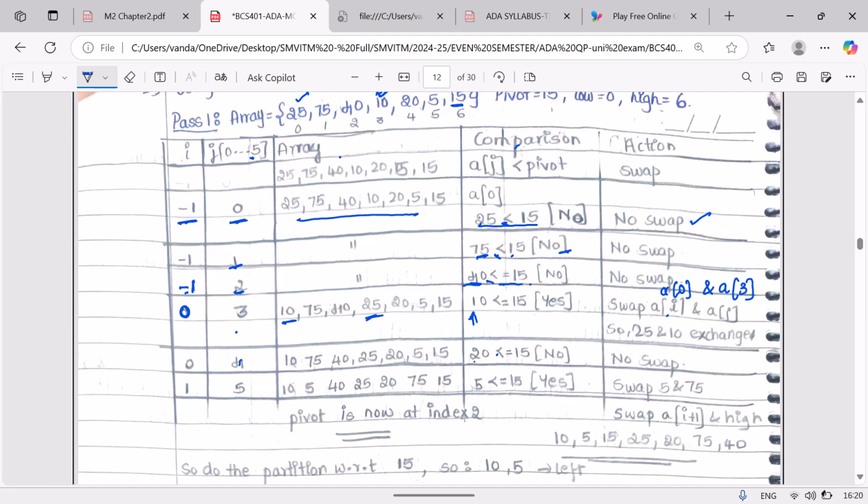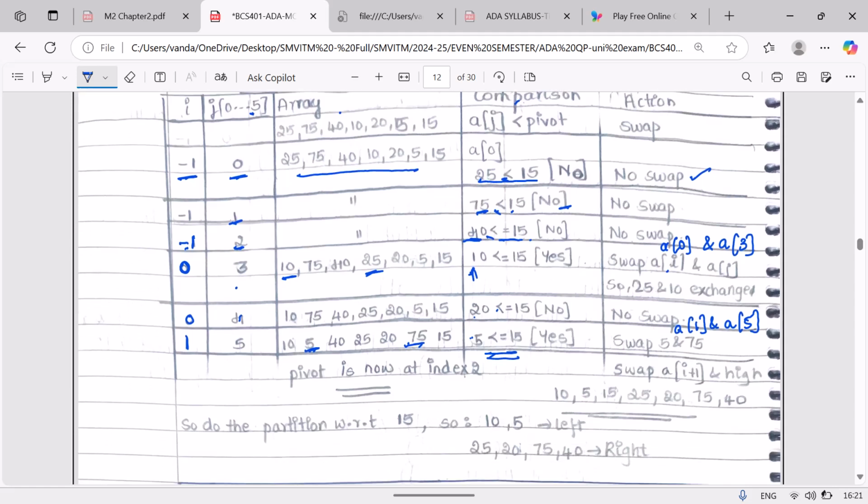j equals 5. When it comes to 5, is 5 less than or equal to 15? Yes. So i was 0, now it will increase to 1. So you will swap A of 1 and A of 5. A of 1 and A of 5. So 75 and 5 are exchanged.